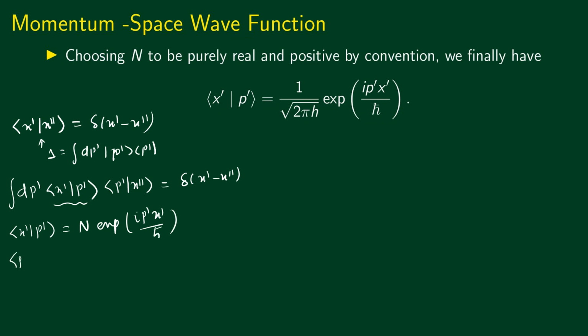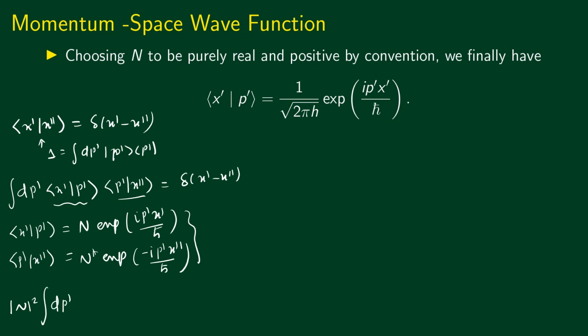This means that bra p prime ket x double prime is equal to, so we see that these are related by a complex conjugation, right? So bra p prime ket x double prime is equal to N star exponential minus i p prime x prime divided by h bar. Okay, actually it's p prime x double prime divided by h bar. Now if I substitute these two things back into this equation, there will be an N multiplied by N star, which is modulus N squared. So this equation then becomes modulus N squared integral dp prime.